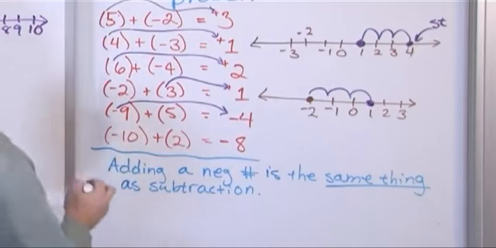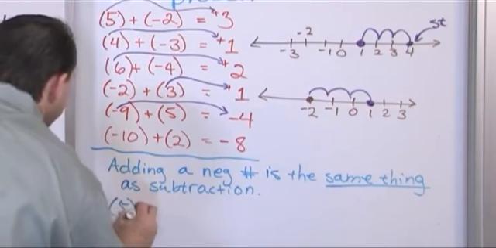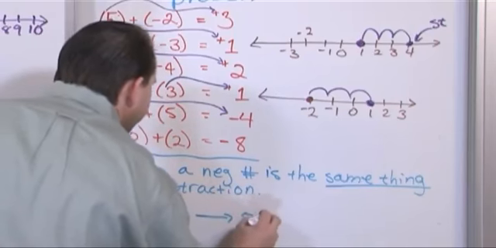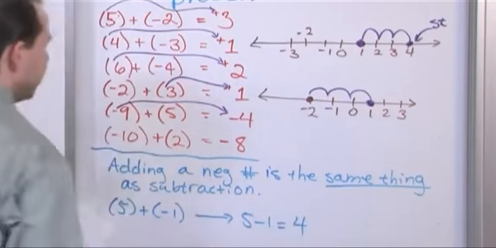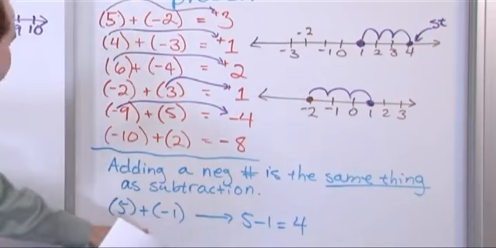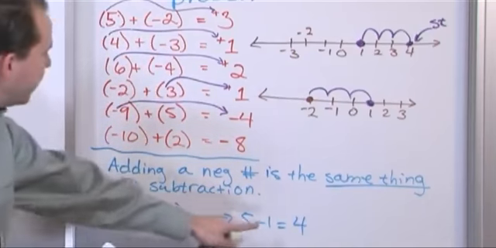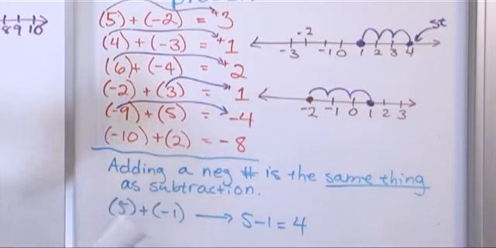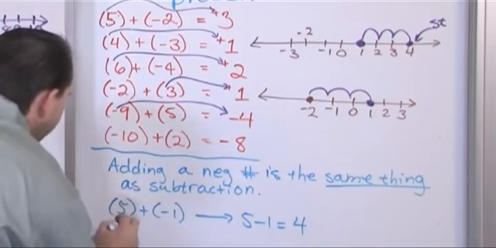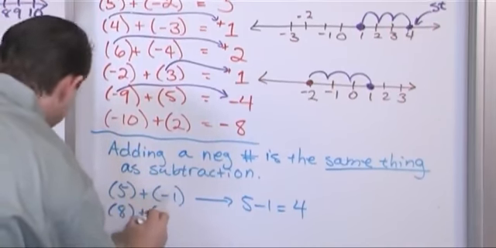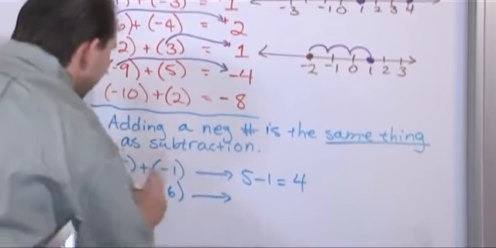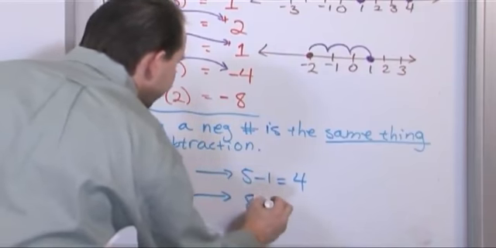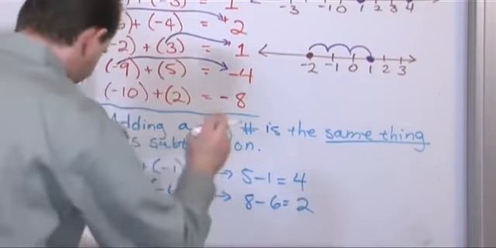So for instance, let's say you had 5 plus negative 1. This is exactly the same thing as 5 minus 1, which is 4. And you would get the same answer the way I told you. I said subtract the numbers, that would give you a 4, and the sign comes from the bigger absolute value, positive, right? What if you had 8 plus negative 6? This is exactly the same thing as, when you have a plus minus there, it's 8 minus 6, and that's going to give you a 2.